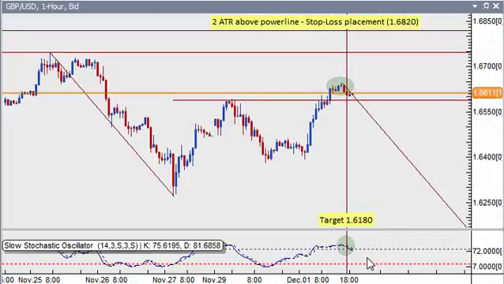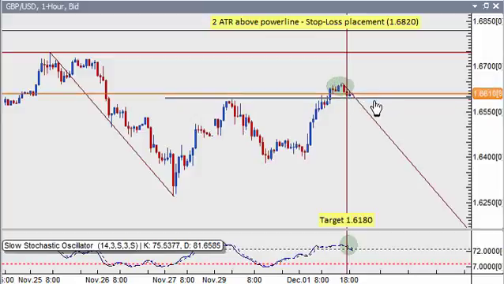So, as I mentioned, we have a stochastic crossover here. We basically have all these reversal signals, but we don't have a trigger yet. And that would come in the form of breaking below this. Now, if it does break below this, we assess our reward to risk.